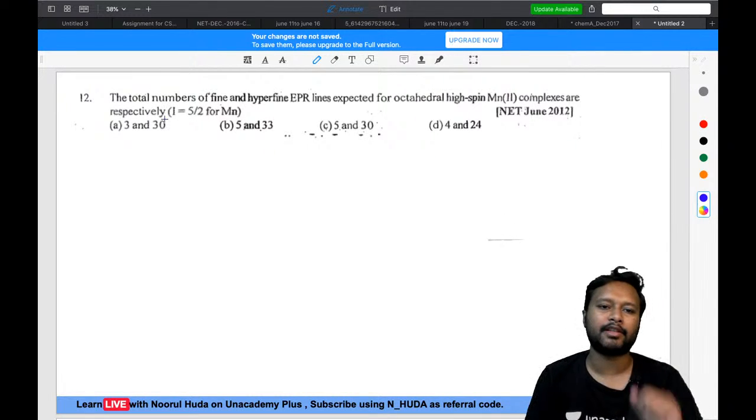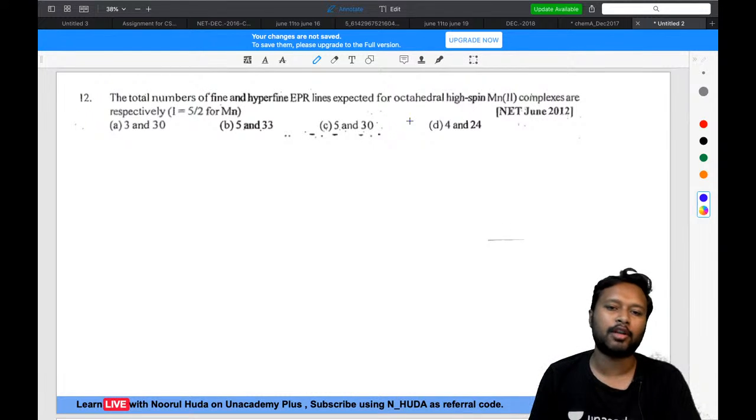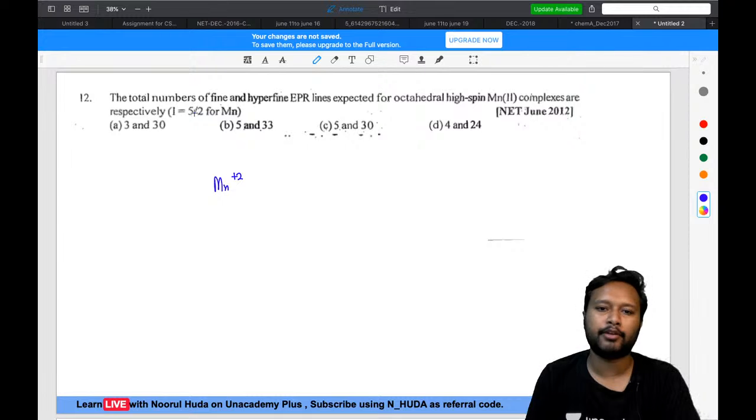The next question says the total number of fine and hyperfine EPR lines expected for octahedral high spin Mn2+ complex are. Okay, they have to tell the total number of fine and hyperfine lines for octahedral high spin Mn plus 2 complex. The I value is given to us as 5 by 2, and it's an octahedral complex.